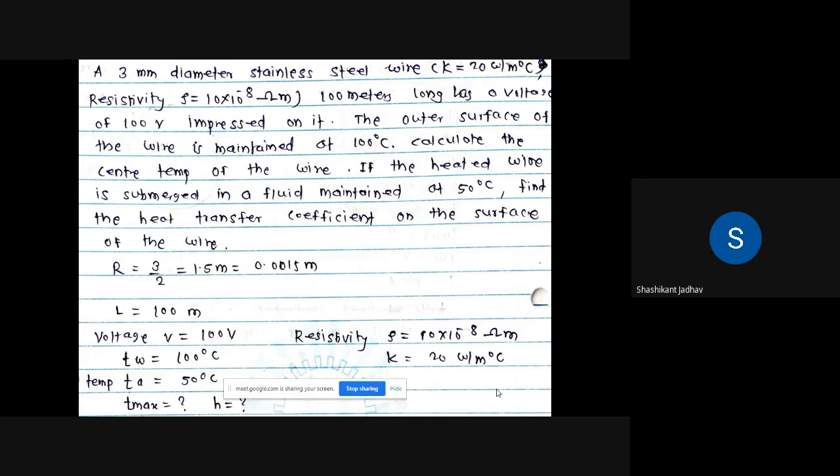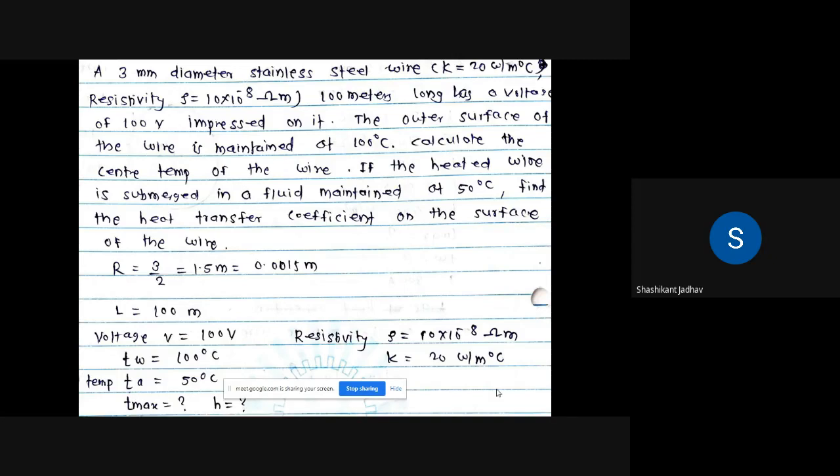Write down given things. A 3 mm diameter stainless steel wire means diameter is given, so from that we have to calculate the radius. So r is equal to 3 by 2, so 1.5 mm, and we have to convert into meter, so r is equal to 0.0015 meter.